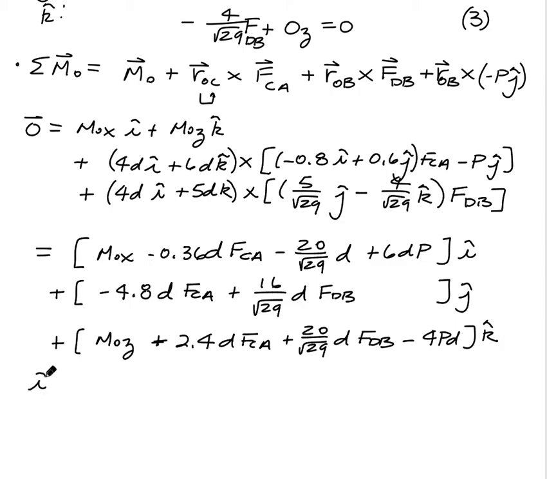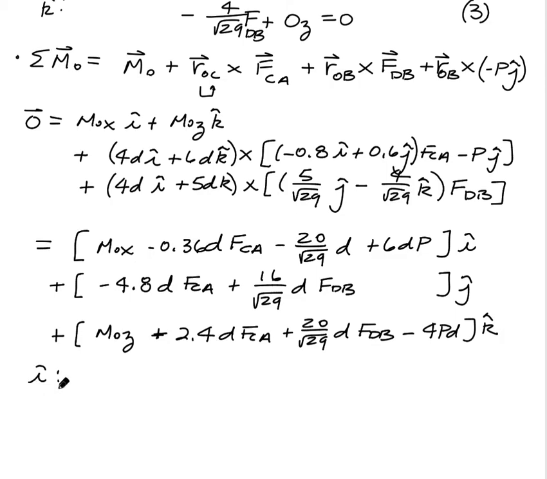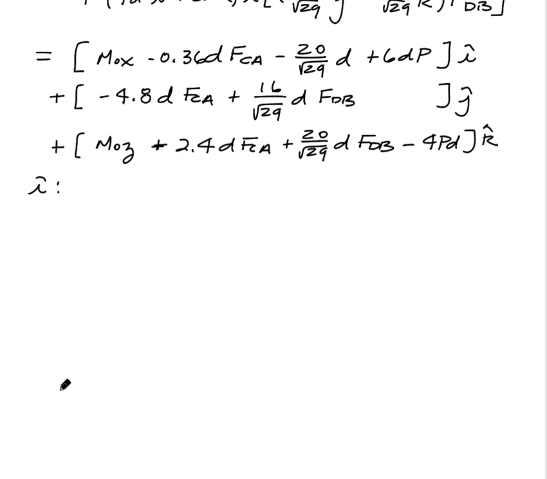So from that I get three equations. I balance out I, J, and K. The I components, I got MOX minus 0.36 D times FCA minus 20 over square root of 29 D, and there needs to be a P there. So that's my fourth equation.